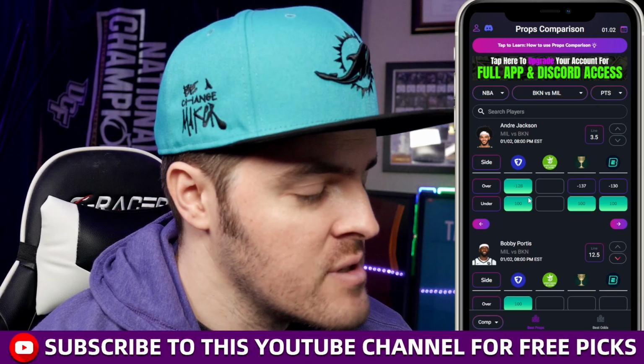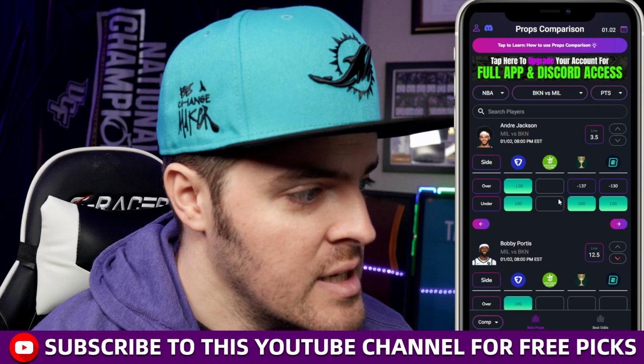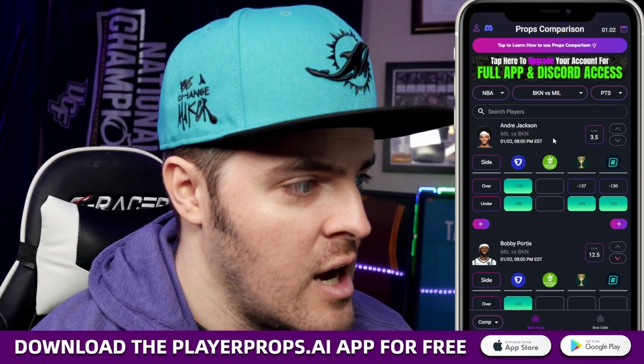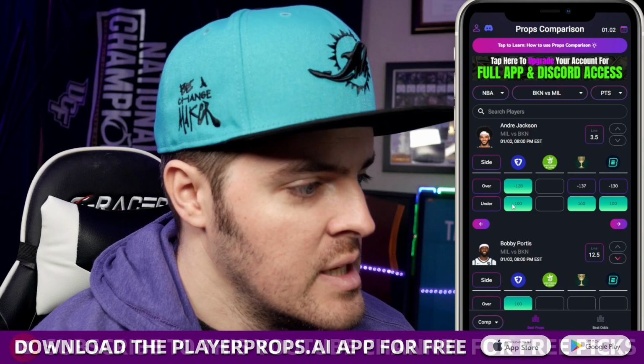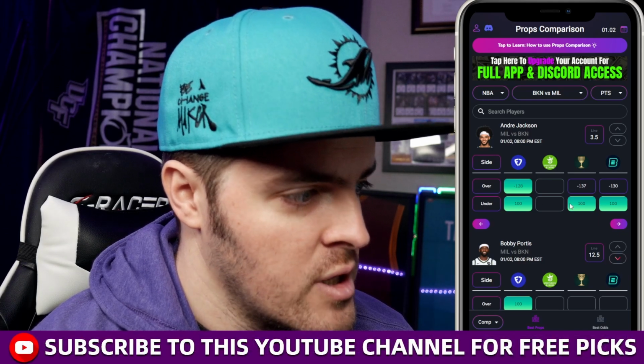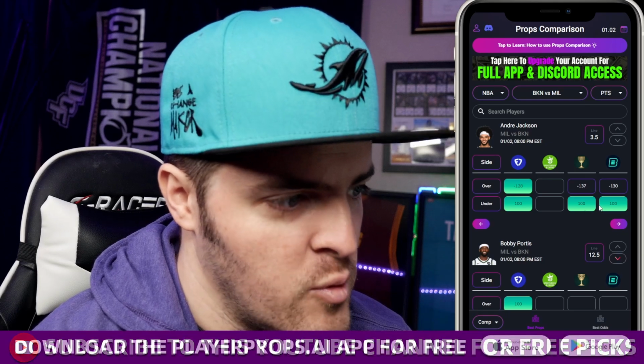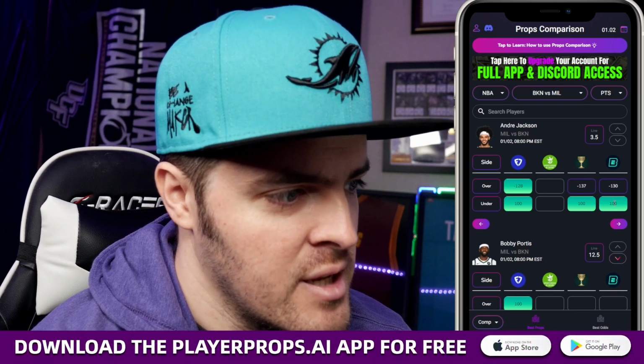And then on the underside, you see that all three are highlighted. If you were to go under 3.5 on any of the 3 books that are currently offering Andre Jackson at 3.5, every single under is +100. So if you are going under, you just choose your preferred sportsbook at that point, because you're making the exact same amount of money if that bet hits.